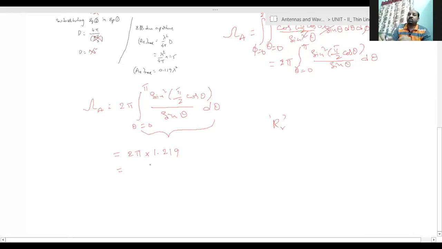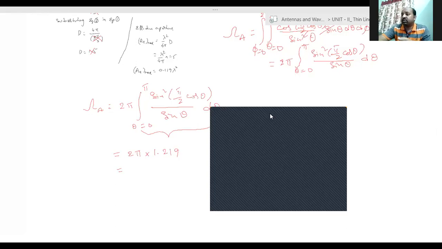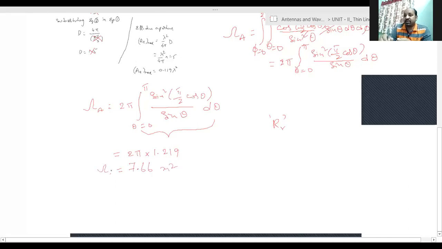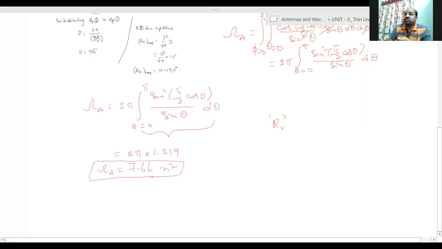It is around, let me calculate this. I'm taking the calculator. 2 into pi into 1.219, and you will get 7.66. I have calculated on your behalf: 7.66 meter square. Beam area, meter square. So you will get 7.66.